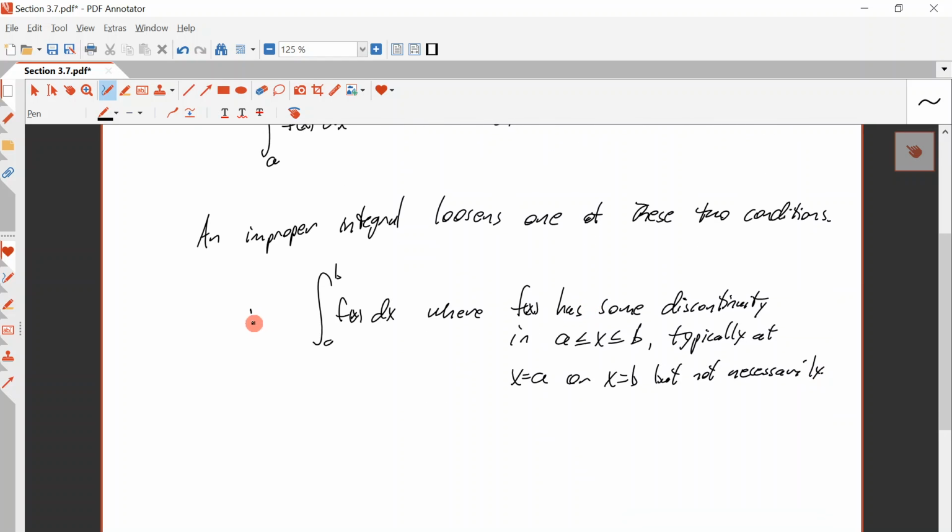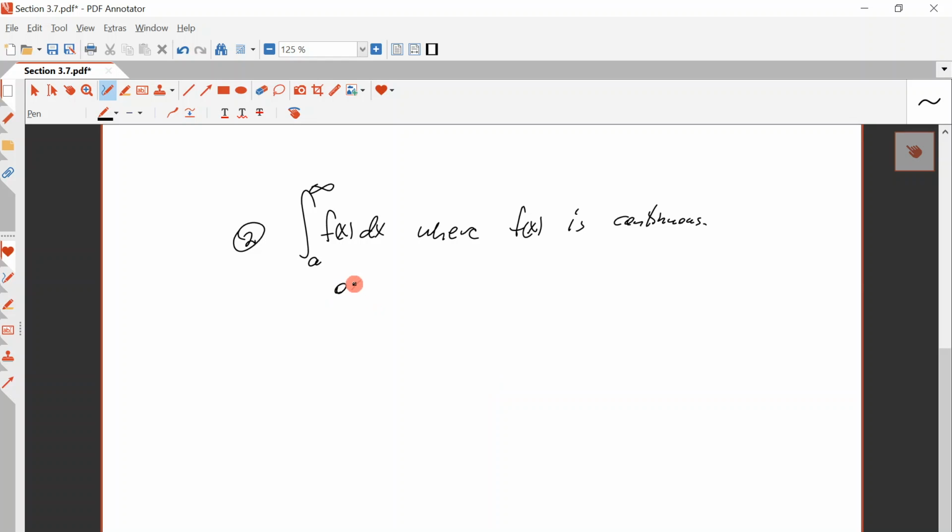Okay, so that's one. Two, the integral from like a to infinity. So a and b are not finite anymore, where f of x is continuous. So the integral from a to infinity, or the integral from minus infinity to b, or the integral from minus infinity to infinity f(x) dx. So something like that.